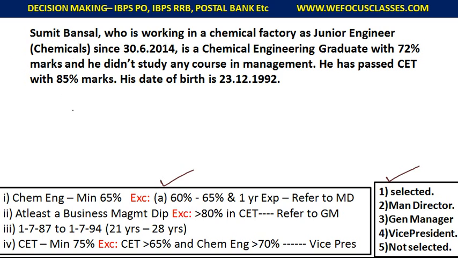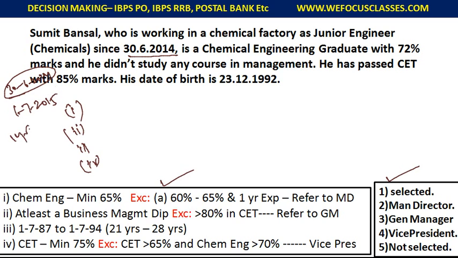Sumit Bansal, so he has to satisfy 4 conditions. So after that, we'll be taking a decision. Sumit Bansal is working in a chemical factory as a junior engineer since 30/6/2014. Our given date is 1/7/2015, and he started working on 30/6/2014. So it means he has completed 1 year of work experience.